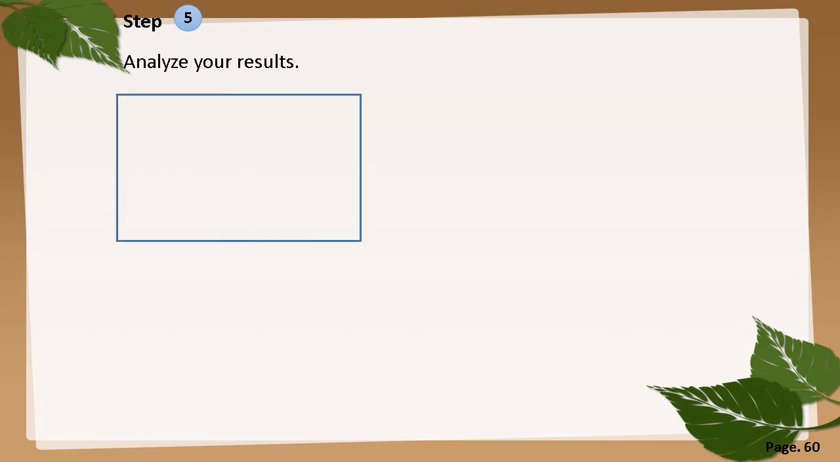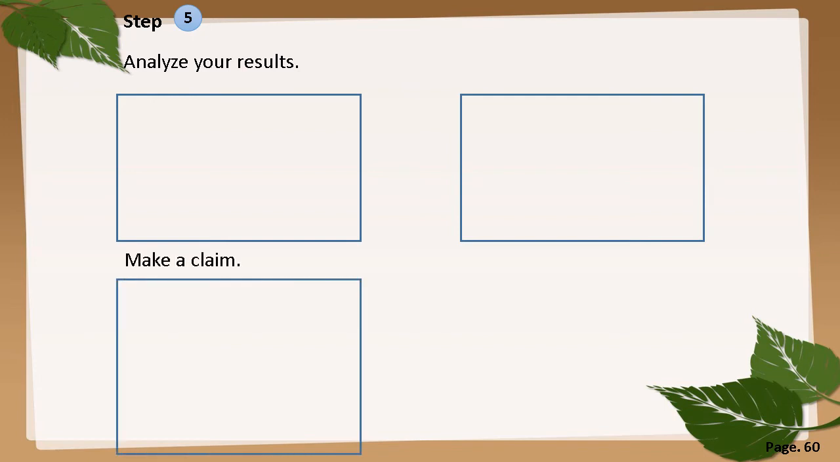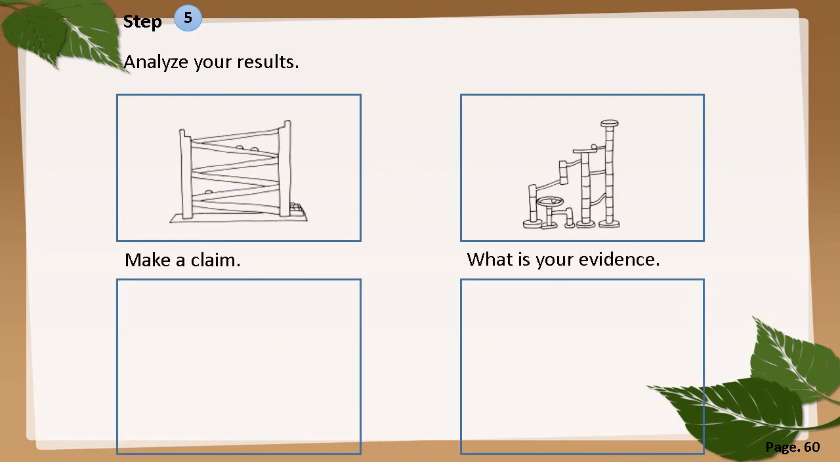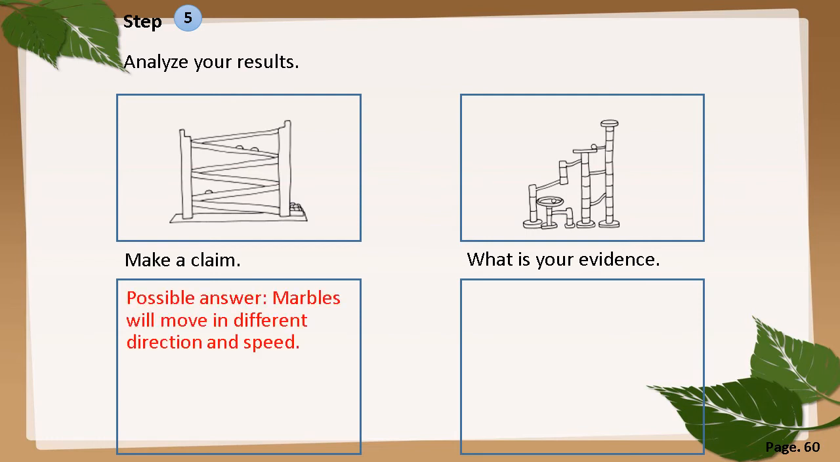So in the first box that we see in front of us, we should draw a working marble track with a marble placement. In the second box, we should also draw a different marble track with marble placement. Now let's make a claim. Our possible answer can be marbles will move in different direction and speed. And last of all, what is our evidence? Well, we should draw a working marble track again.